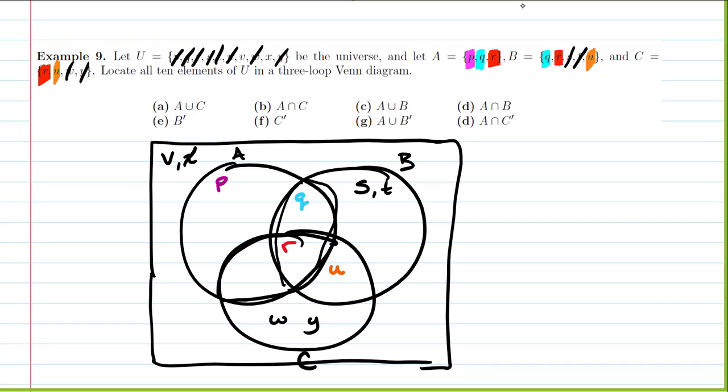So now, what if I asked you for the things that were not in A or in B or in C? So what's the complement of A union B union C? Yeah, the X. So it would be the things that weren't inside any of the circles, right?